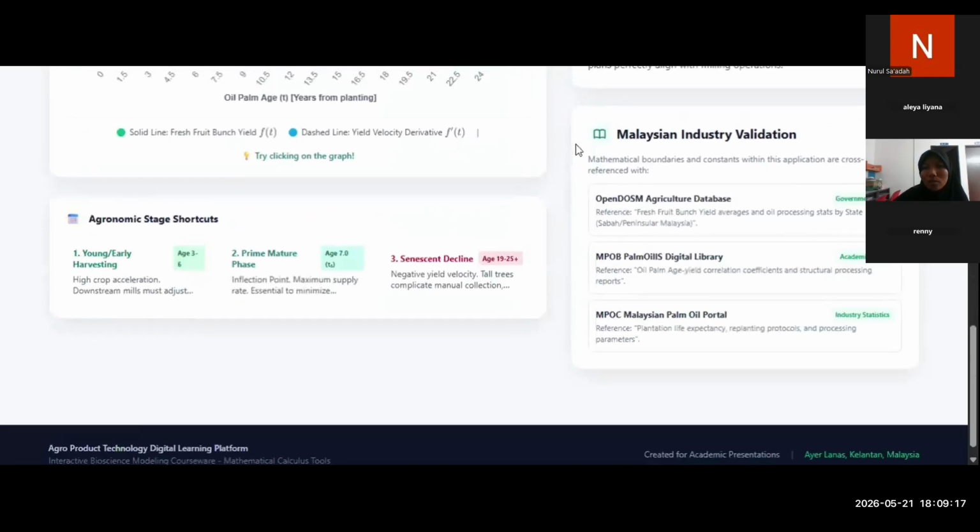Fifth, we look at Malaysian industry validation. The function of this step is to ensure compliance, realism, and market relevance. The algorithm and parameters are calibrated using real-world operational benchmarks from the Malaysian palm oil sector, adhering to local standard practice and environmental regulation. This ensures that the model outputs aren't just theoretically sound but completely viable for local estates and mills operating in the unique Malaysian climate.